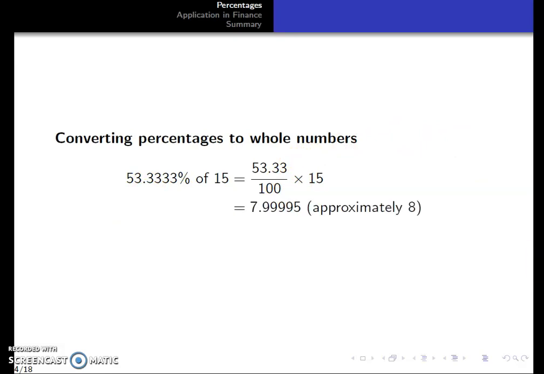And then you multiply 53,333 divided by 100, then you multiply it by the total number. That is, since we had 8 out of 15, the total was 15, so you multiply by the total so that you get the portion that is covered by the 53,3%. And the portion is approximately 8. So you can round it off completely to get 8, or you can leave it like this. The choice is up to you.